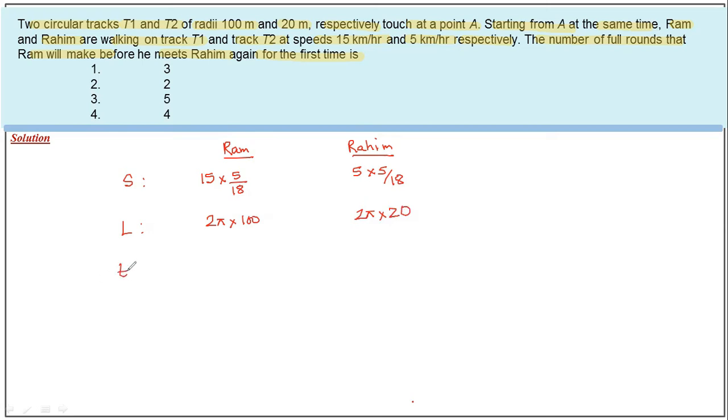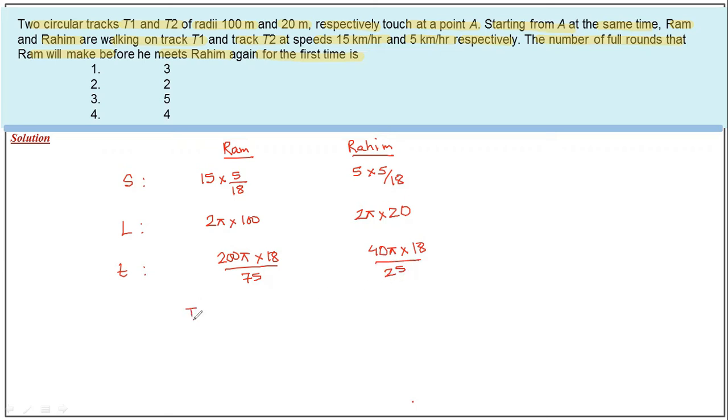So time taken to complete one round for Ram it will be 200 pi into 18 by 75, and for Rahim it will be 40 pi into 18 by 25.